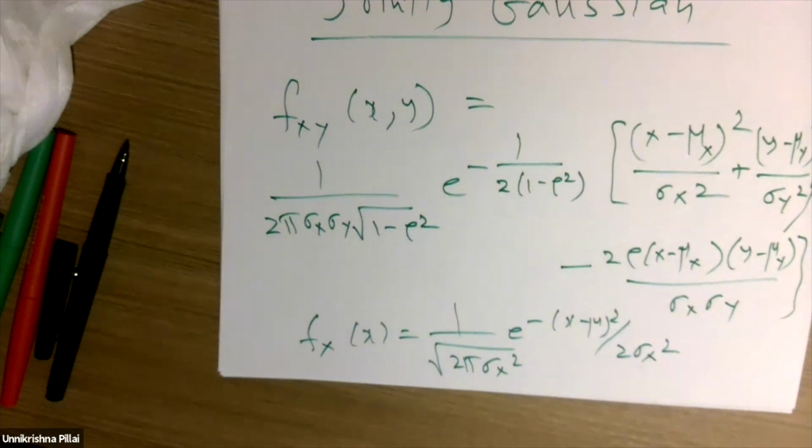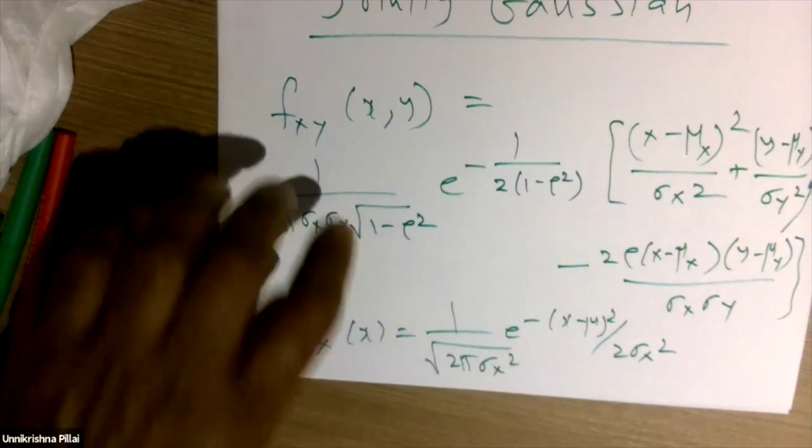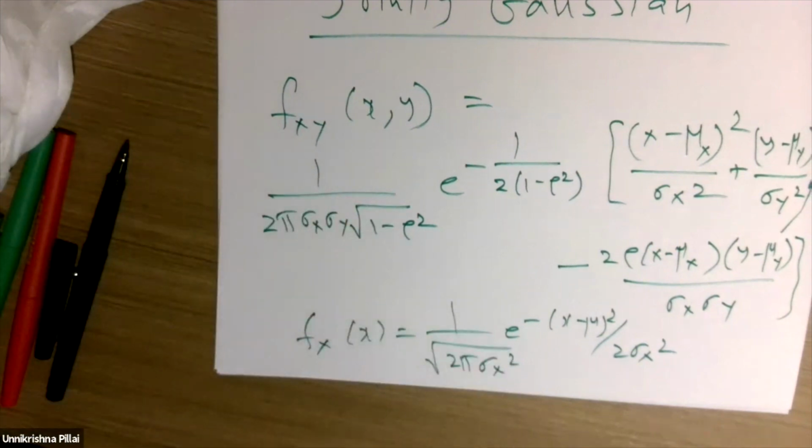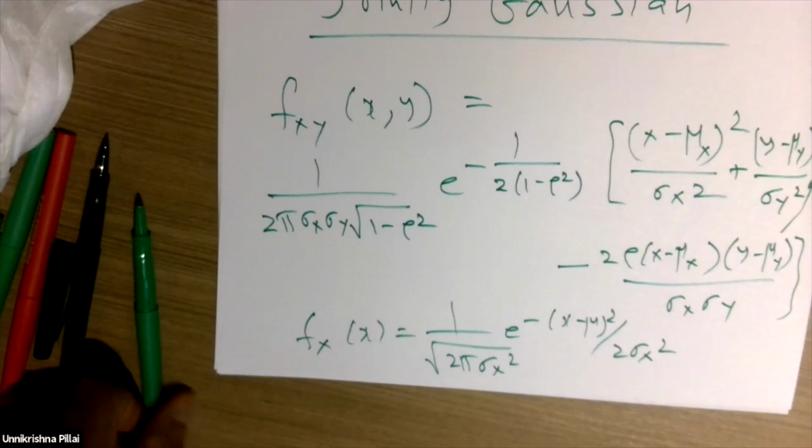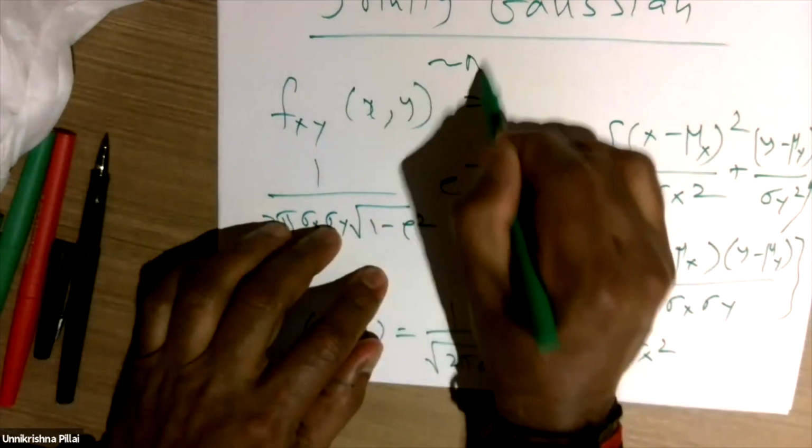I'm going to suggest you go home. It's very easy. You take this expression, try to integrate out y, you should get this expression at the bottom. And on the top expression, you integrate out x, you should get the bottom expression for y. So you may say, why is this so complicated? You'll see.